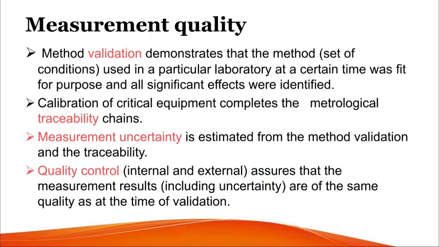Method validation demonstrates that the method, in the set of conditions used in a particular laboratory at a certain time, was fit for purpose and all significant effects were identified. Calibration of critical equipment completes the metrological traceability chains. Measurement uncertainty is estimated from the method validation and the traceability. Quality control, whether internal or external, ensures that the measurement results, including uncertainty, are of the same quality as at the time of validation.